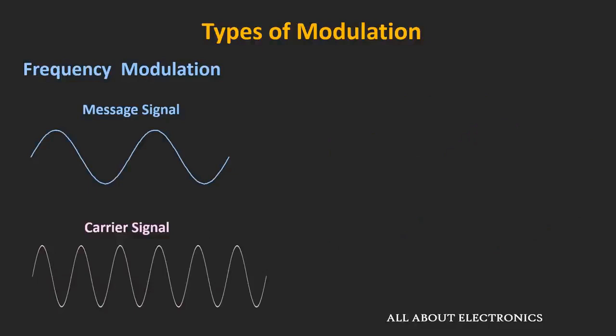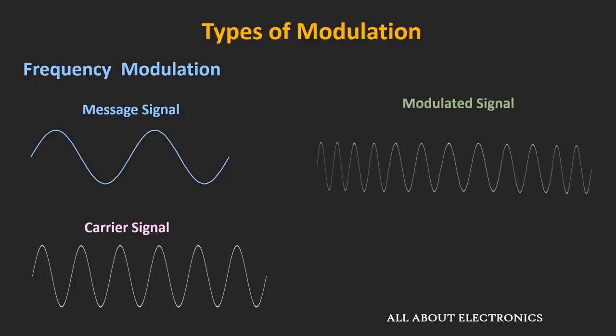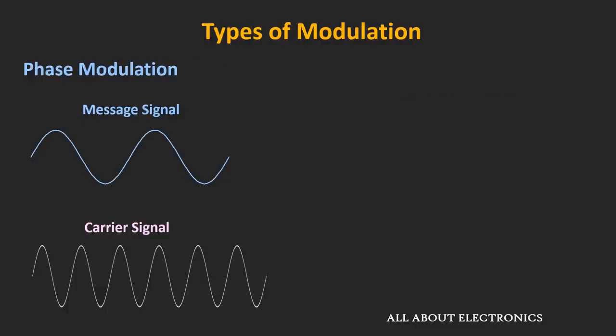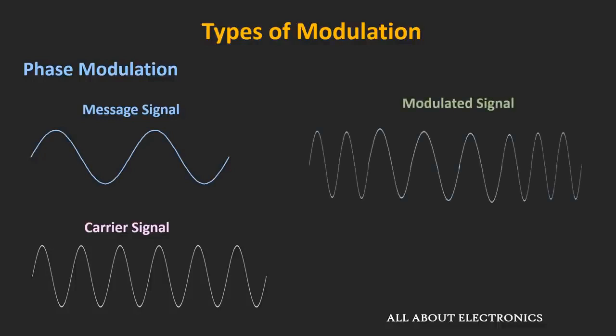As you can see over here, the shape of the carrier wave changes according to the message signal. Similarly, in frequency modulation, the frequency of the carrier wave changes according to the message signal. With the increase in the amplitude of the message signal, the frequency of the modulated signal will also increase. Similarly, with the reduction in the amplitude, the frequency of the modulated signal will also reduce. And in phase modulation, the phase of the modulated signal changes according to the message signal. In the upcoming videos, we will talk about all these different modulation techniques in detail.